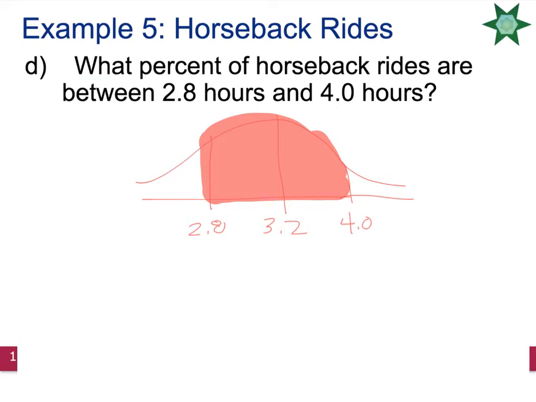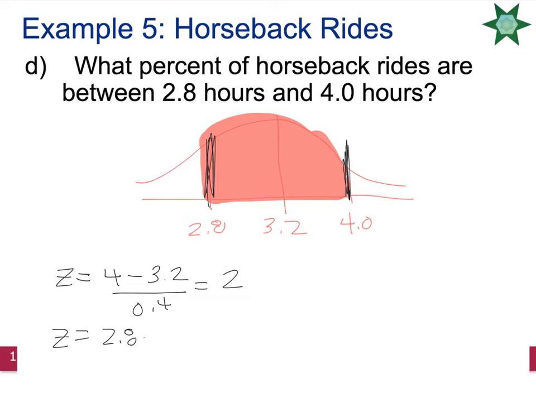Okay? Now here's what you got to do. You're going to have to find a z-value for each situation. So I like to find the upper one first. So the z-value of the upper number is going to be 4 minus 3.2 divided by 0.4, which is going to give you a value of 2. Then I'm going to find the z-value of the bottom one next, the left one next. So I'm going to do 2.8 minus 3.2 divided by 0.4, which is going to give you a value of -1.